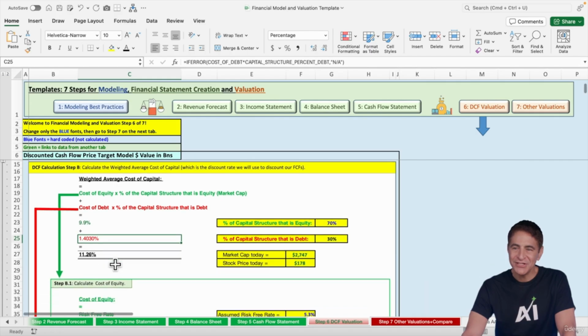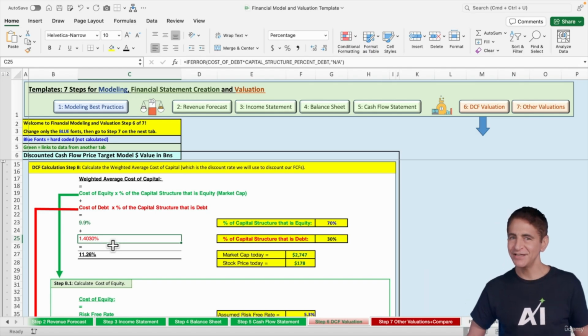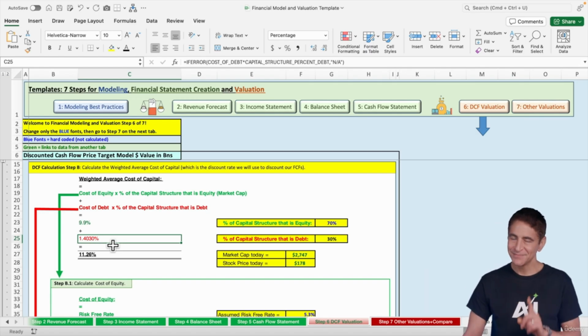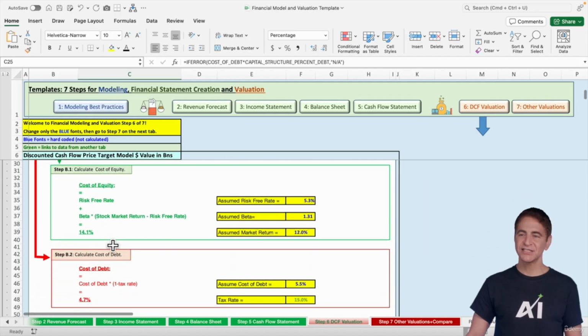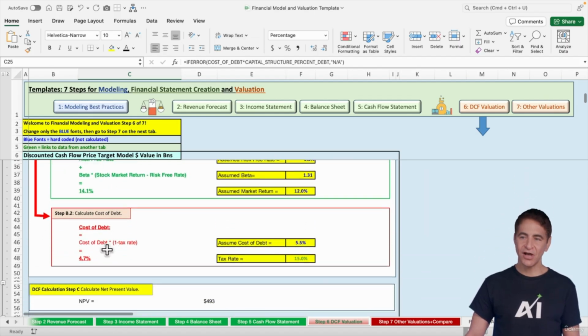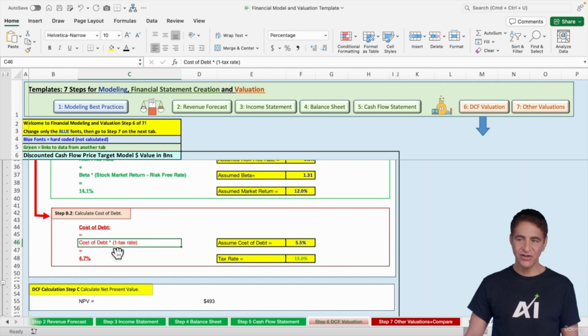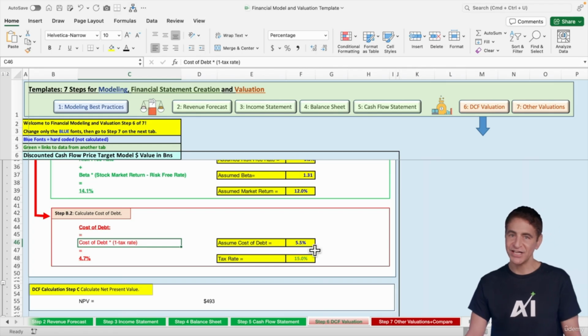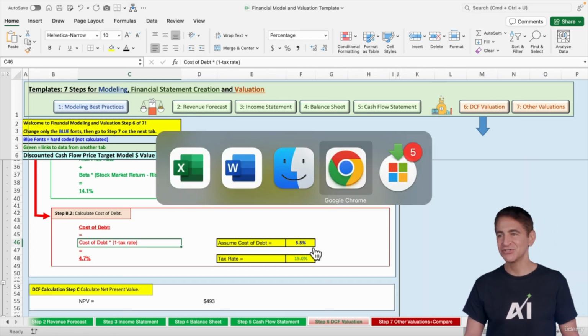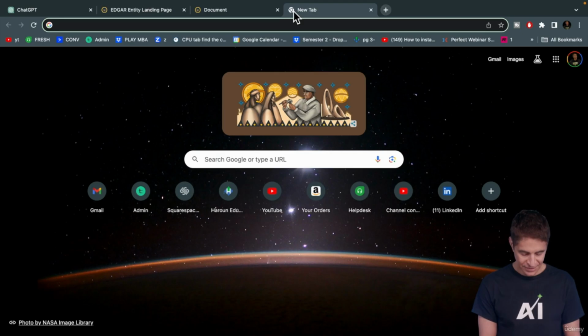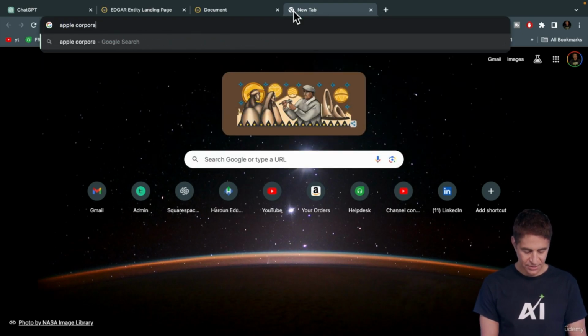So what is their cost of debt? Well, it's 1.4%. Whoa, Chris, that's way too low, isn't it? It's weighted, and I'll explain why in a second. So let's go down here. The way you calculate the cost of debt is you get the cost of the debt for Apple, which is 5.5%. How do I know that? Well, you can always do a search on Apple corporate bonds.